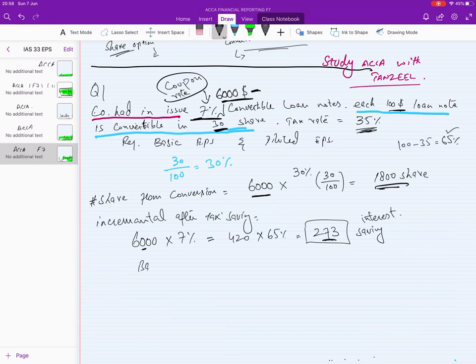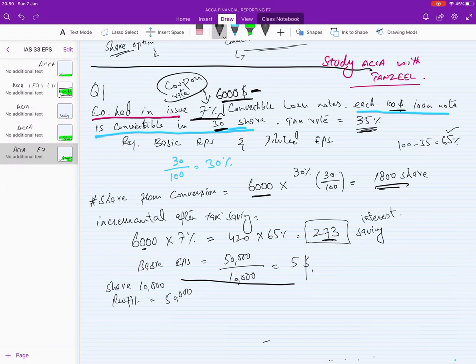So first calculate basic EPS. How will we calculate it? Suppose we have 10,000 shares and profit is, suppose, 50,000. Now basic EPS: 50,000 divided by 10,000. So this is your EPS, which is $5. This is very simple, we have already studied it.